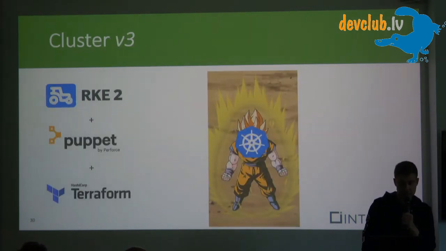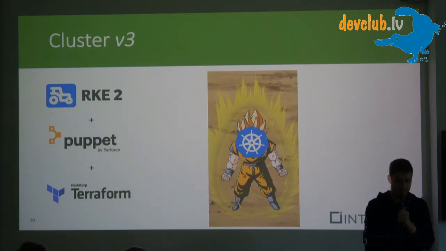And currently we are using this approach for creating our on-premise clusters. It's using Puppet, a configuration management tool that is provisioning cluster nodes and configuring RKE2 there. And we are deploying all the Kubernetes resources using Terraform and Terragrunt.